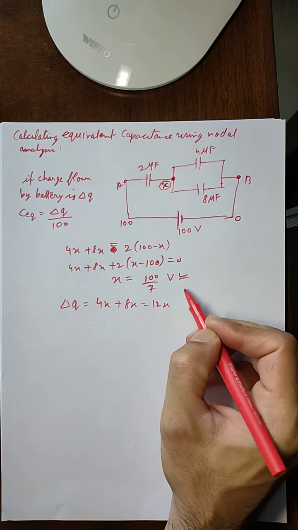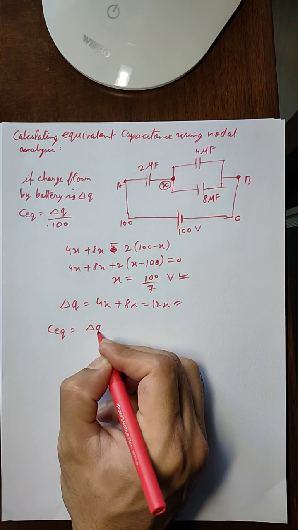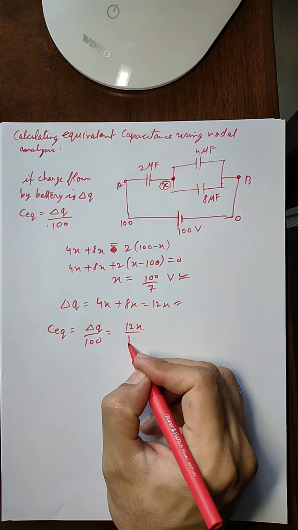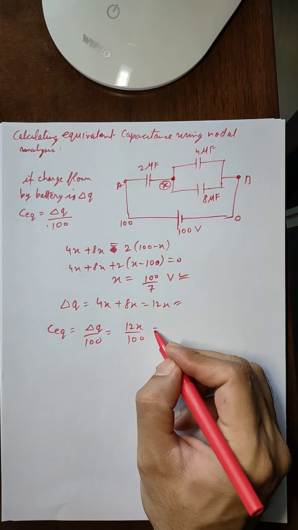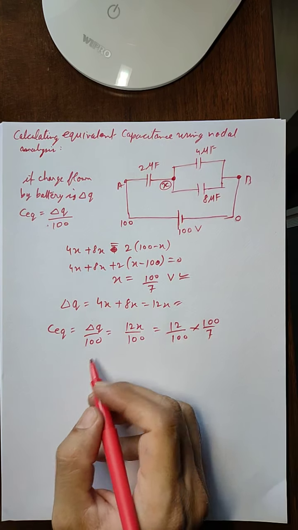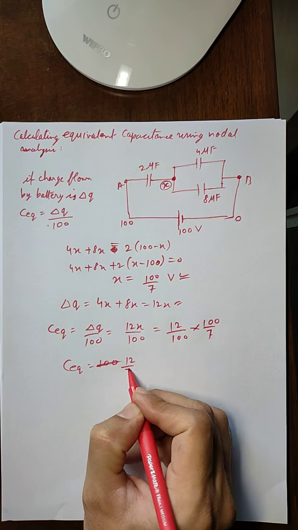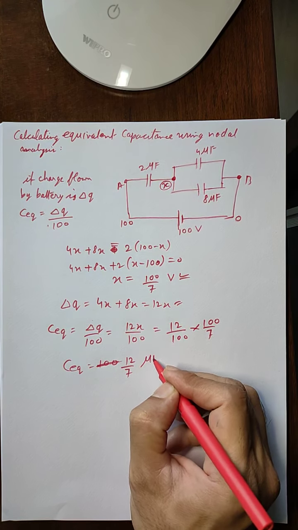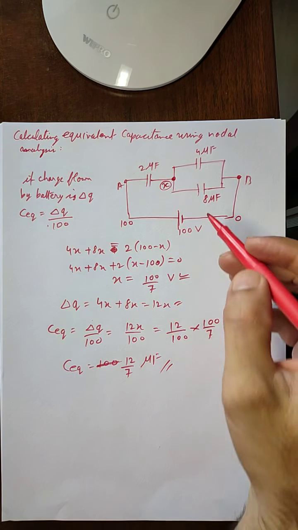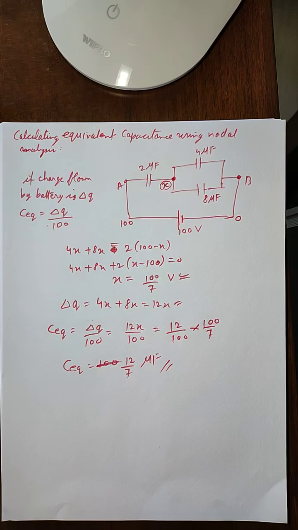Now using these values, we can find C equivalent equals delta Q upon 100, where delta Q is 12X, and putting the value of X here, our C equivalent comes out to be 12 by 7 microfarad. This will be the answer to solve this circuit with the method of nodal analysis.